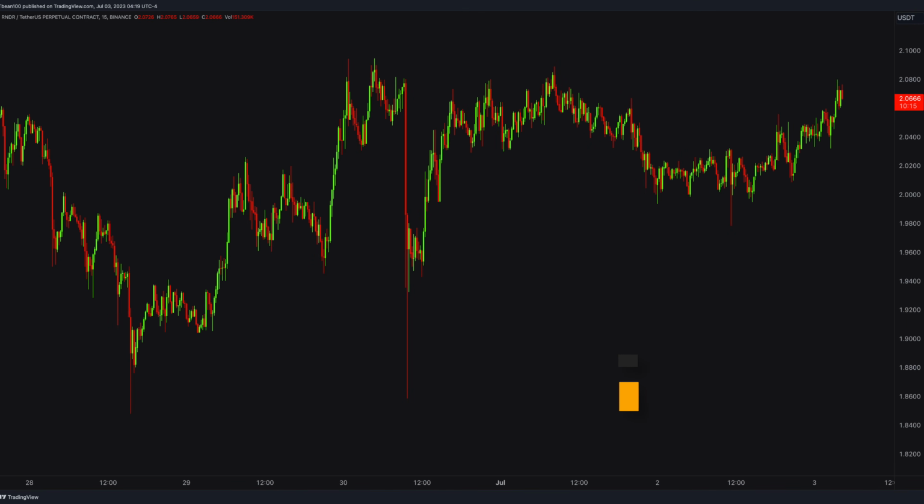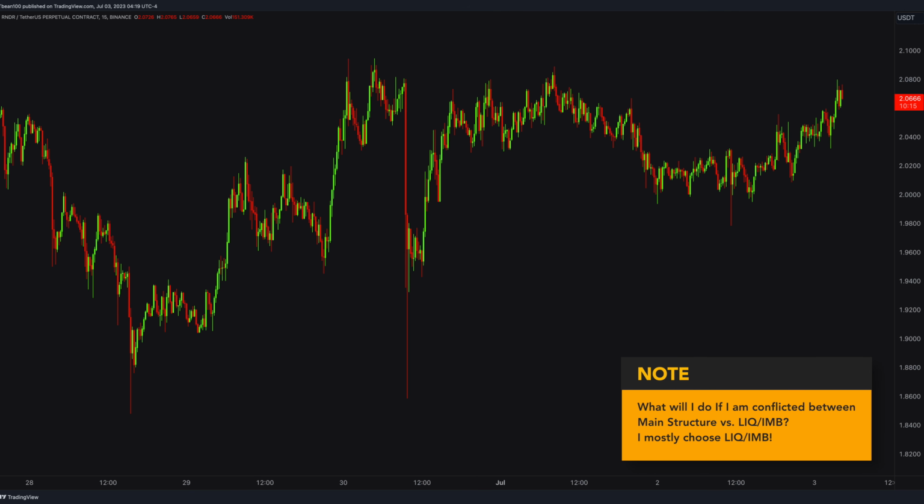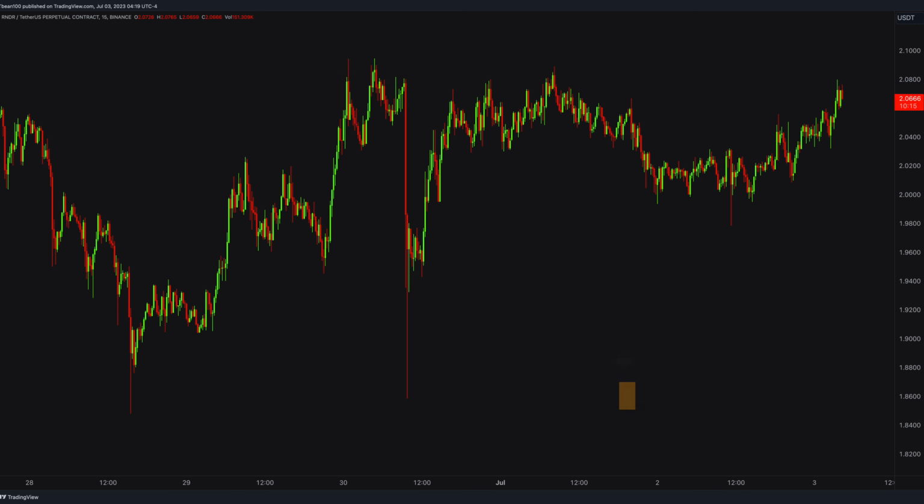Now let's talk about the structure and liquidity imbalance comparison. As you already know, I care for all of them. However, liquidity is much more important to me than the structure. Is this the way? Who knows? But this is how I trade. This is my way of trading.